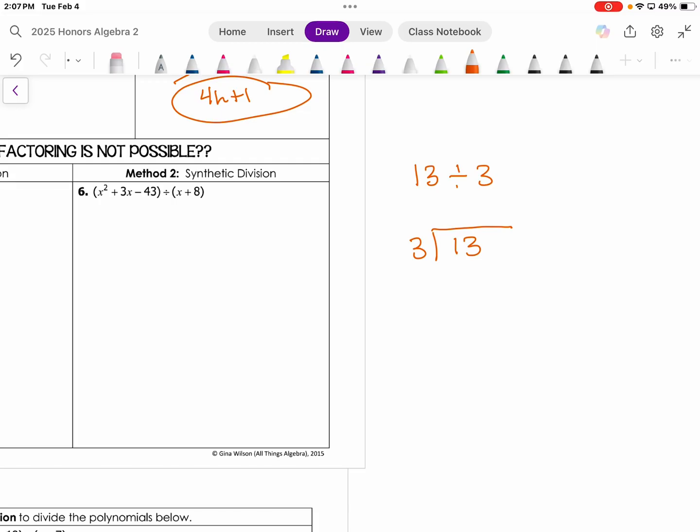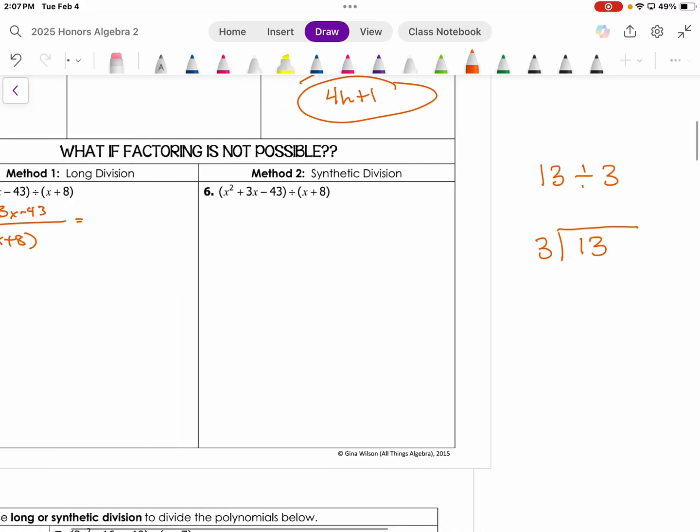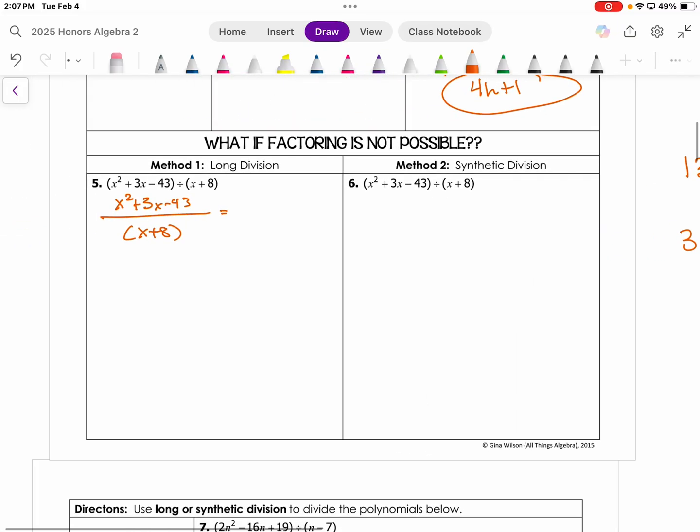Okay, so same kind of premise goes here. What's in front of the division sign goes inside the house. So inside the house is the x squared plus 3x minus 43. And what we are dividing by, x plus 8, is outside by the front door. That's the first thing we do. Whatever's on the bottom of the fraction goes outside the door, top of the fraction's inside, or if it's written horizontally, before the division sign's inside the house, what's after the division sign is outside the door.